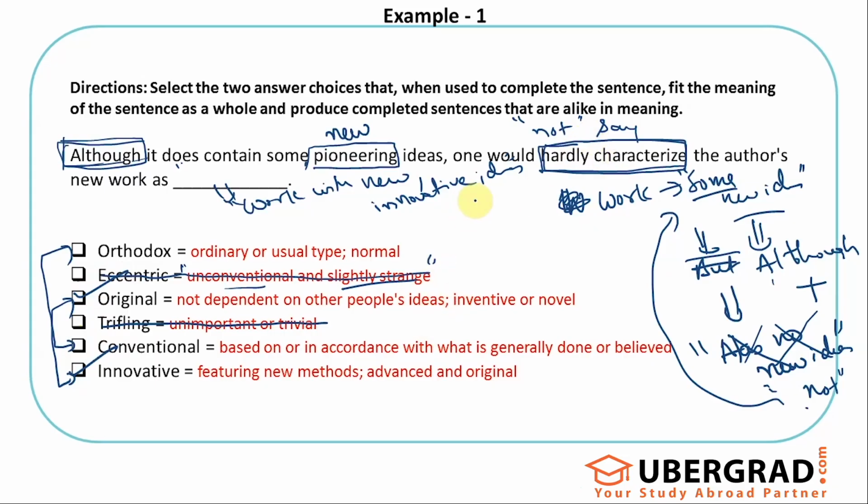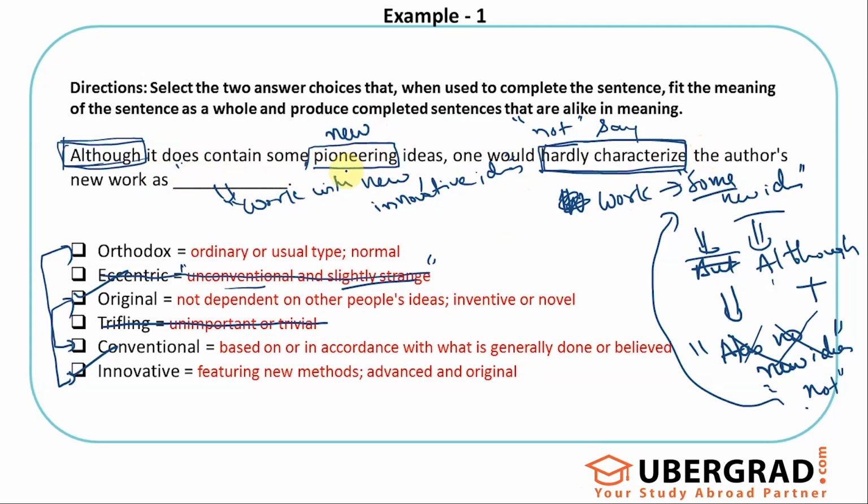So that's when I connect both. But this is something you have to be very careful about. This sentence is indeed a bit difficult. If you look at it carefully, you'll get that. It's not that difficult if you look at it carefully. Although it does contain some new ideas, one would hardly characterize. That basically means one would hardly say, that is, one would not say that the author's new work is innovative. Right? You should understand this. It does have new ideas.